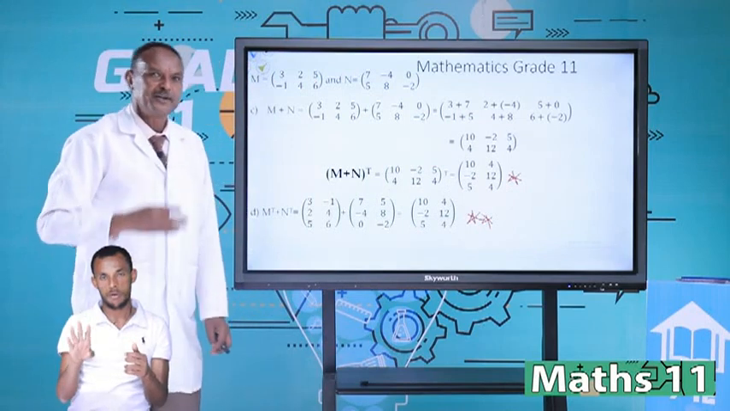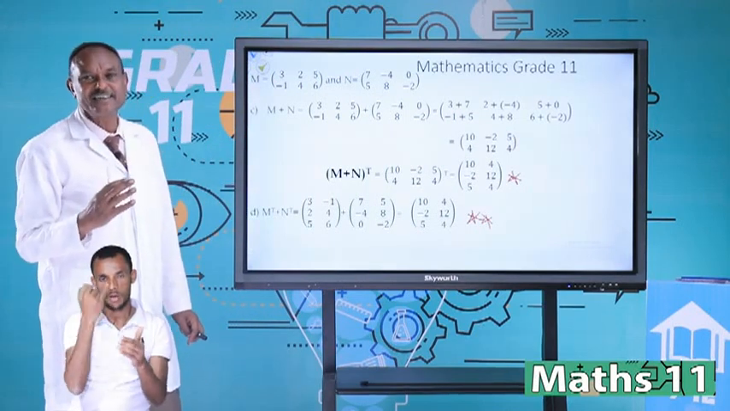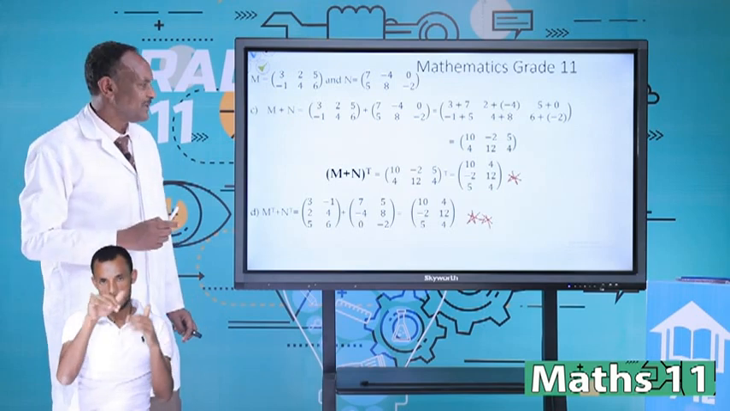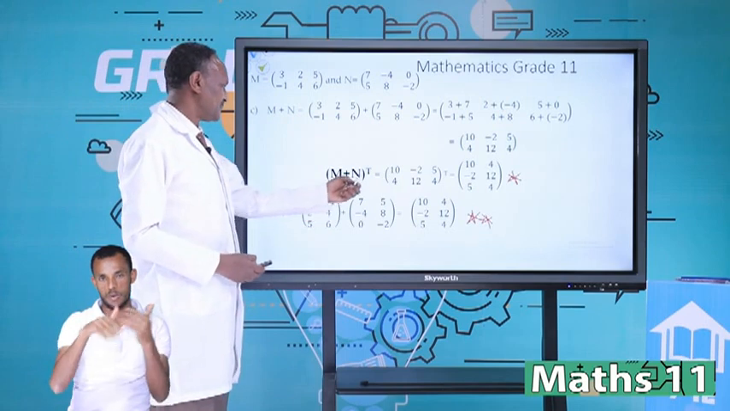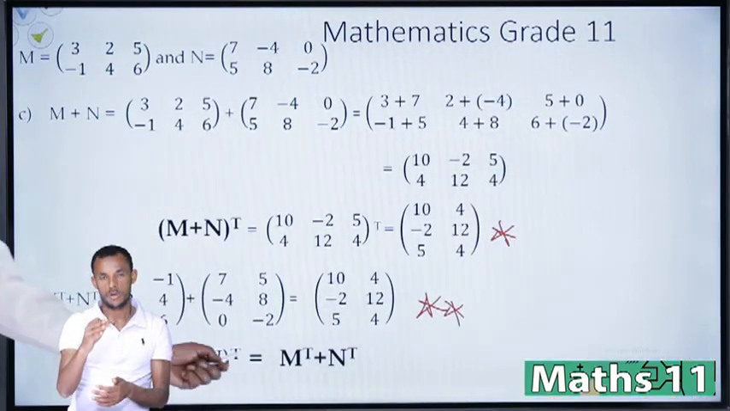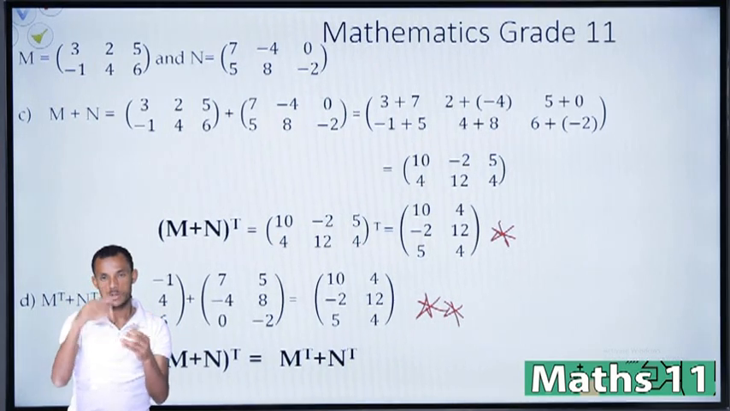So what is said? Two matrices are equal if they have the same size and corresponding elements are equal. So what will be our conclusion? The transpose of the sum is equal to the sum of the separate transposes.